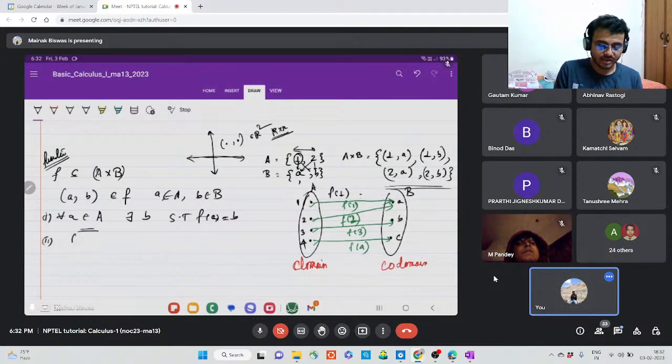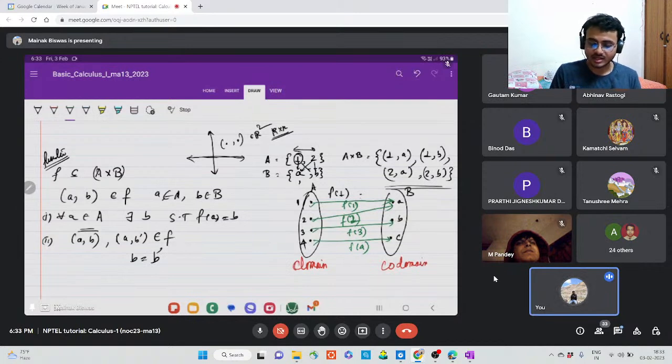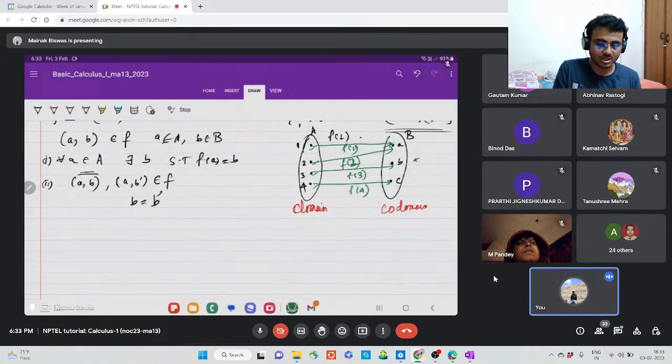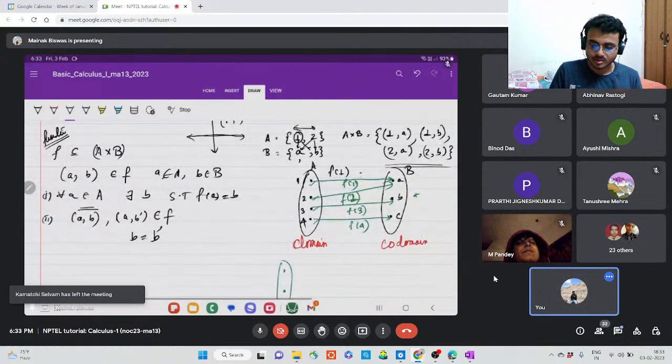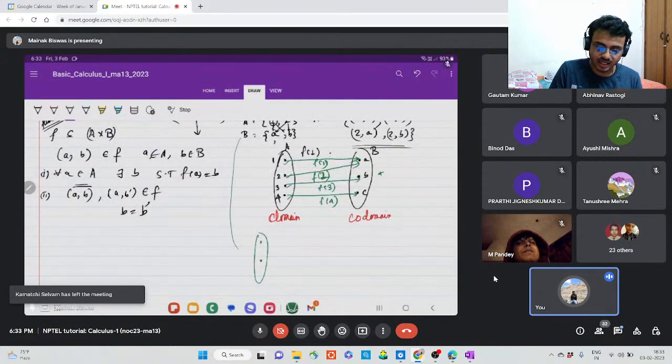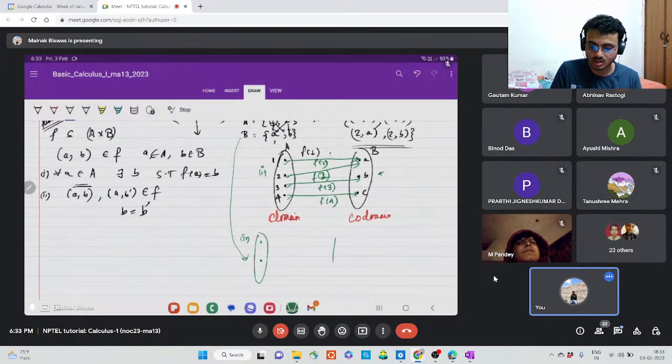That is, if (a, b) and (a, b prime) belong to the function, then b is equal to b prime. What does that mean? It looks Hebrew, but if you just think about it, for example, I'll not disturb this figure. Let us draw another figure. So 1, 2, and let's consider the case that we had taken here. This is case 1 and this is case 2. This is 1 and 2. This is A and B.